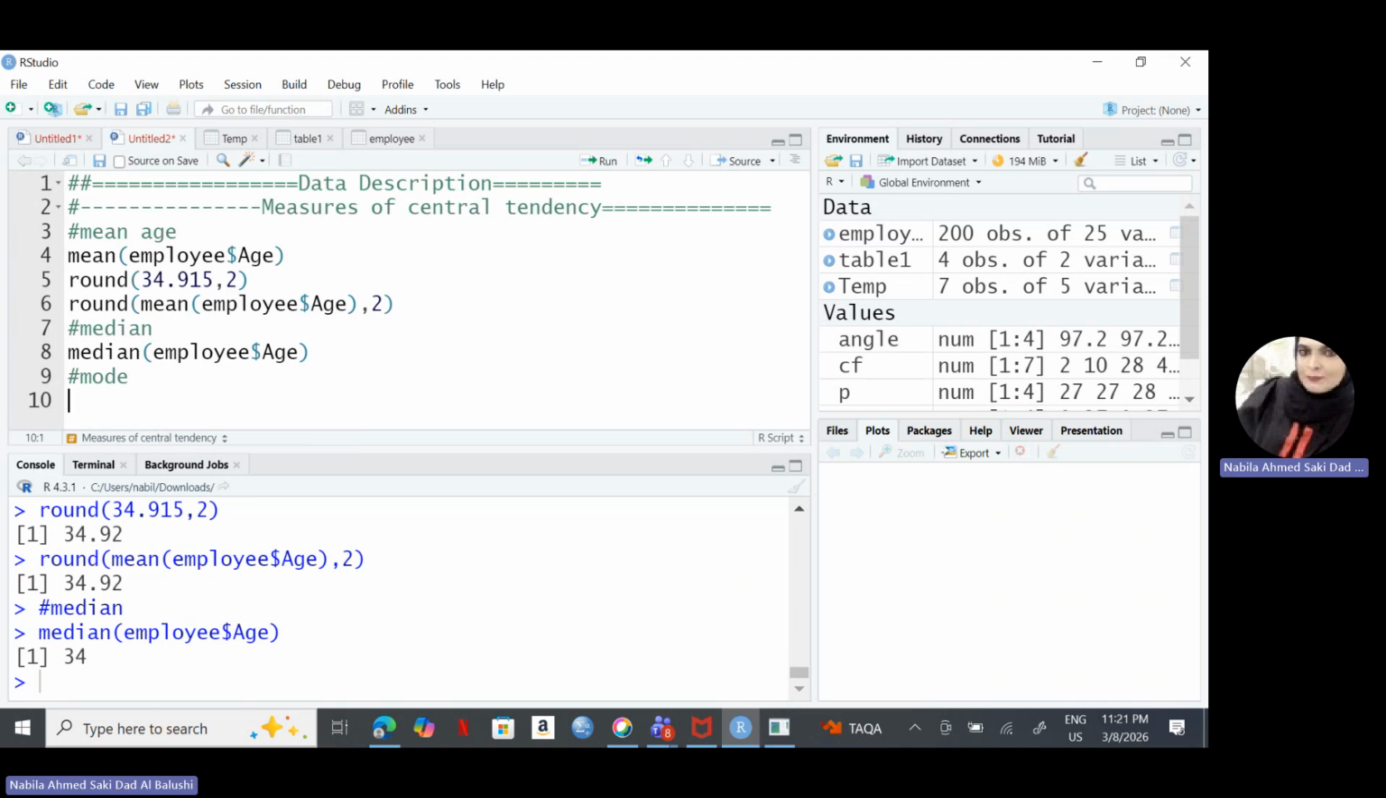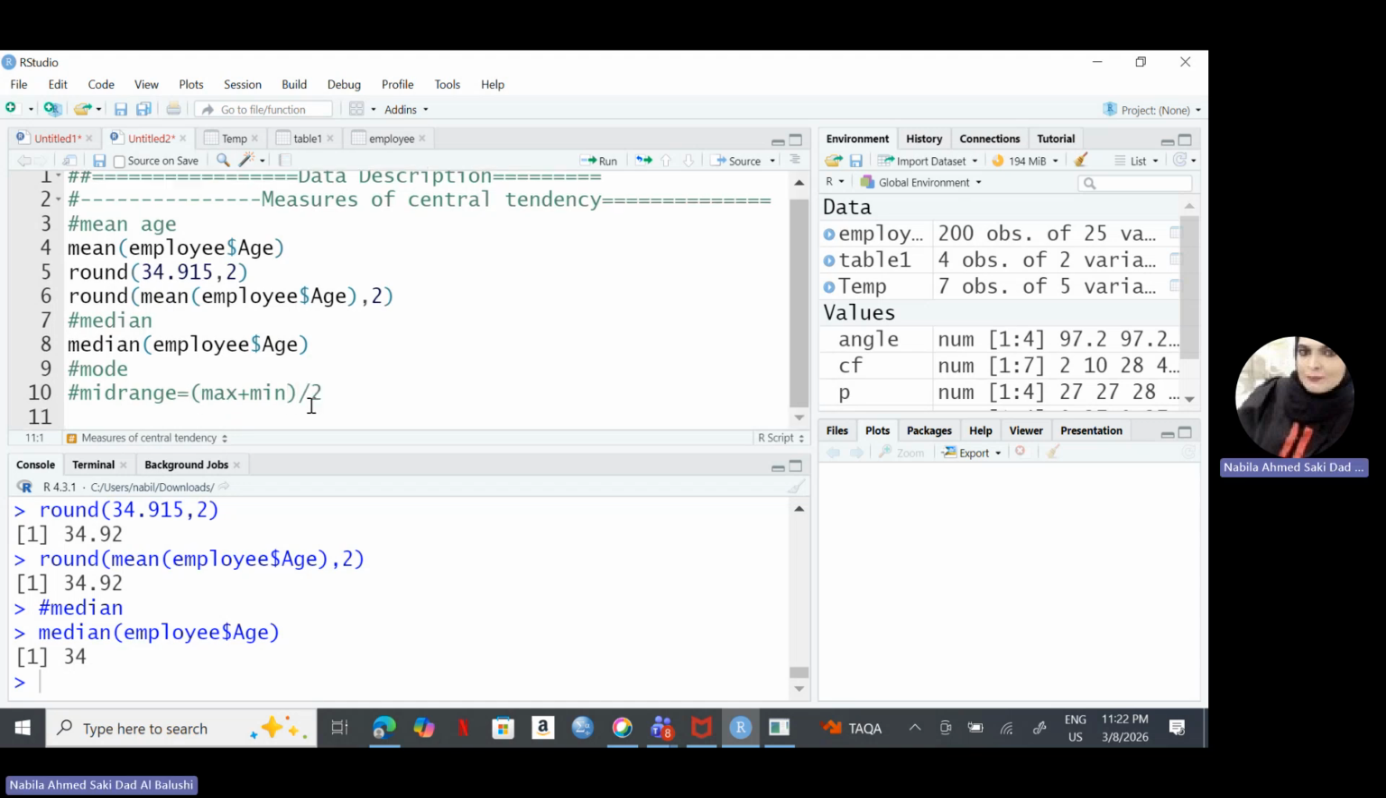Okay, what about mid-range? Mid-range is the max minus the min as a numerator, and then divide that by 2. So what is the command used for max? It is max. Max is a command used for maximum.